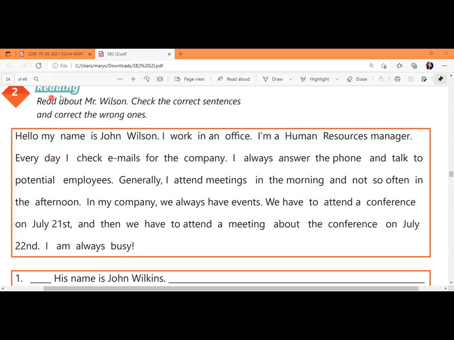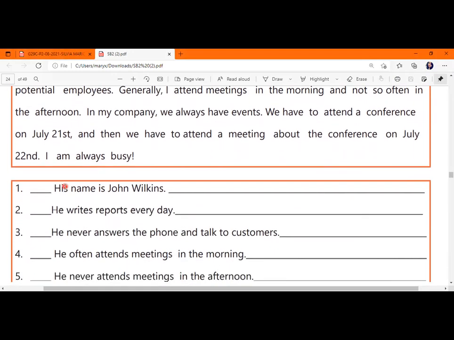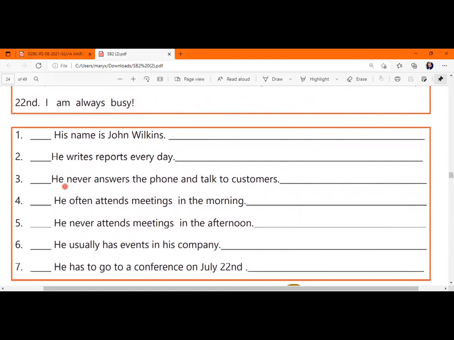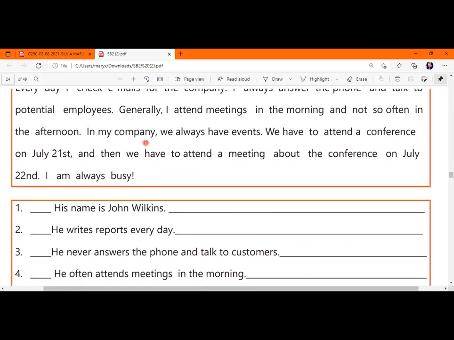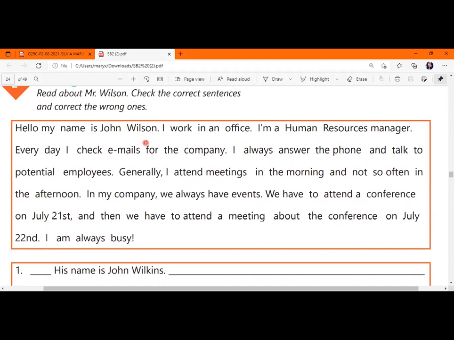That is the pronunciation for our paragraph. Es un parrafito que tenemos acá, okay? Now, once you have read this paragraph, cuando han leído este párrafo, tenemos acá, right? These 7 sentences. He says here, his name is John Wilkins. Is this correct or incorrect? Incorrect. What is the correct answer? His name is John Wilson. His name is John Wilson.